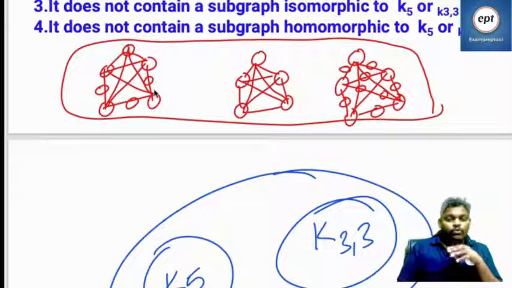Only the second one. Which one is homomorphic to K5? All. Homomorphic will cover isomorphic also. Isomorphic doesn't cover homomorphic.